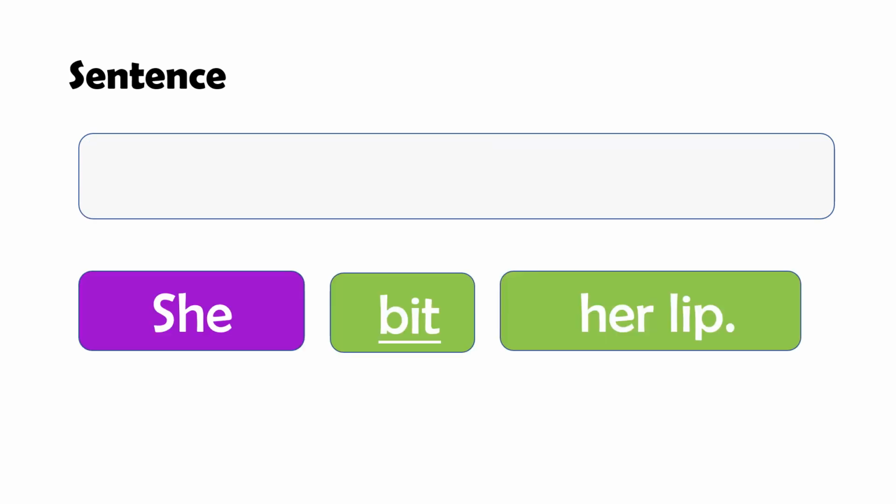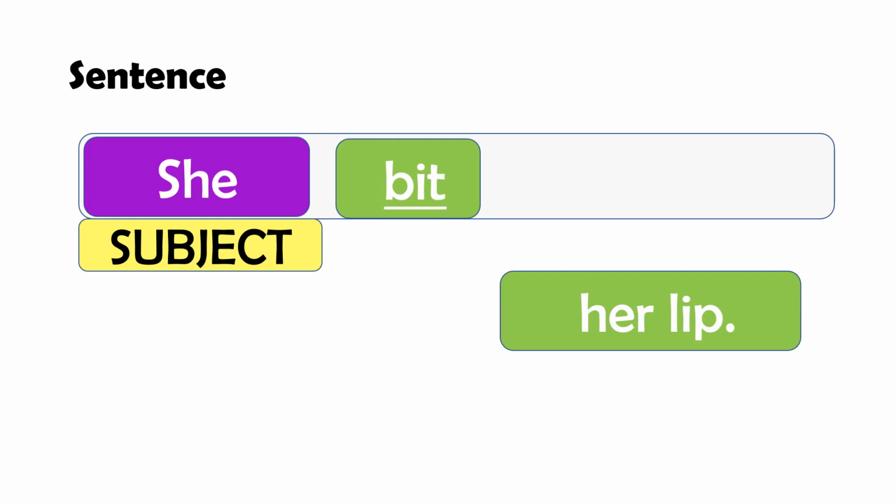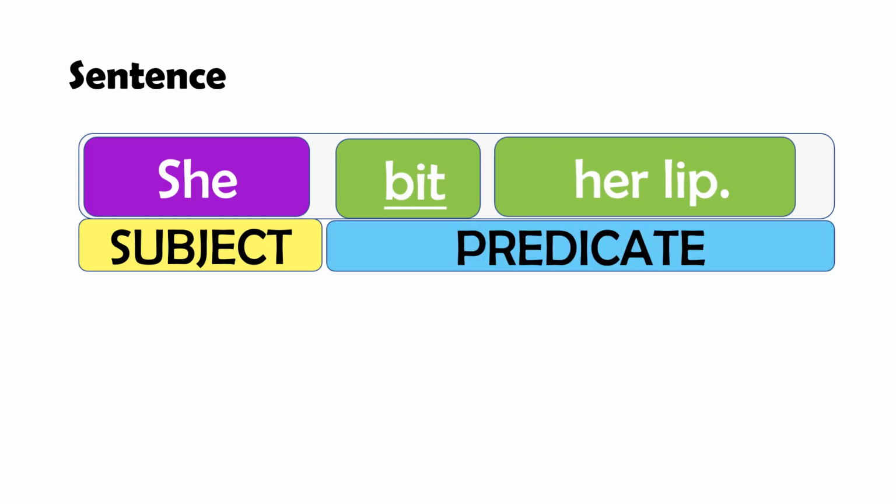She bit her lip. She is who we are talking about. She is a pronoun. This is the subject. Bit is the verb. And what did she do? Bit her lip. Bit her lip is the predicate.